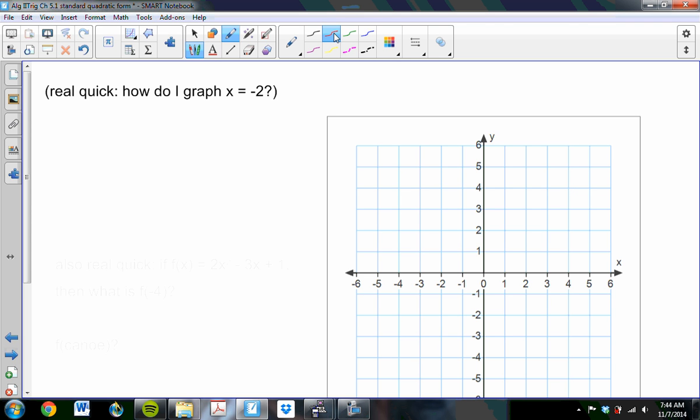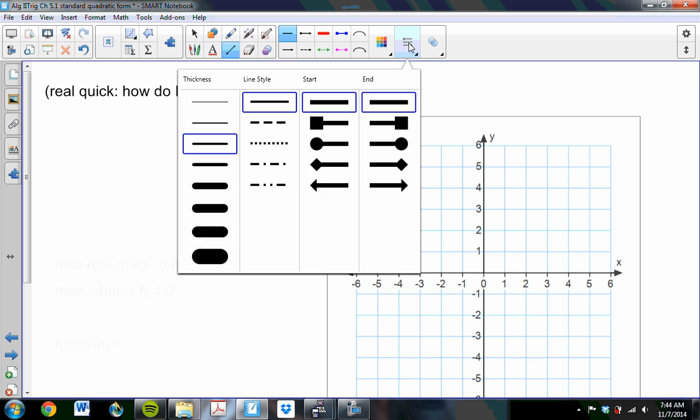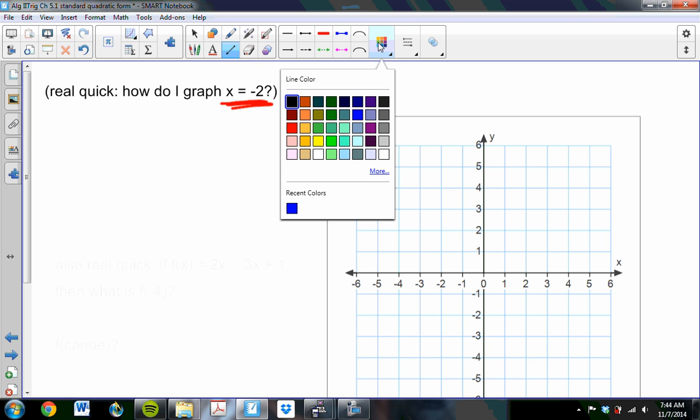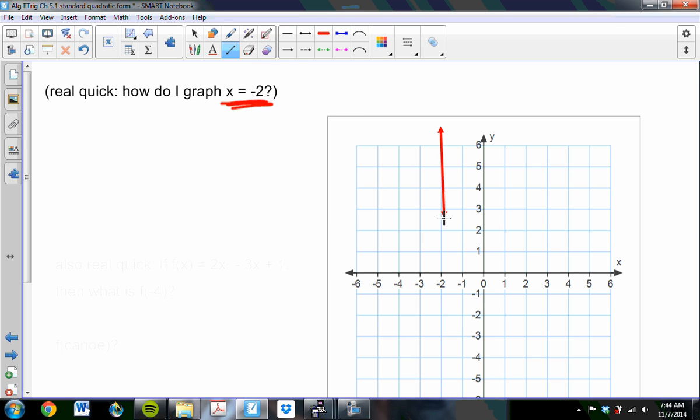Do you remember how to graph the line x equals -2? Go pause and think about that for a second. The line x equals -2 is a vertical line through the x-axis at -2. If it was y equals -2, it would be horizontal, but x equals -2 is vertical. It's an important thing for this chapter.